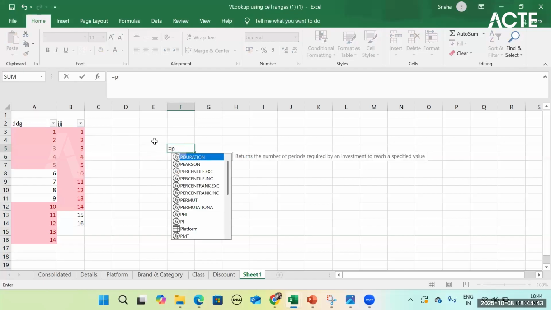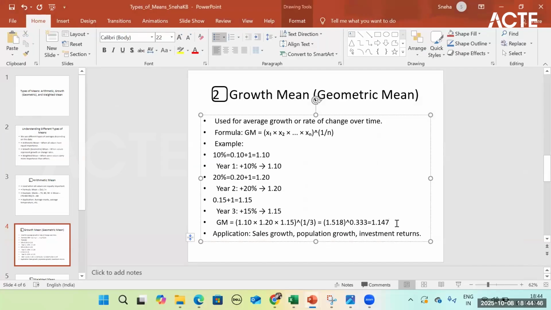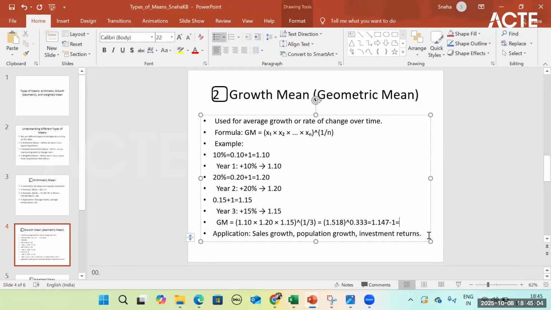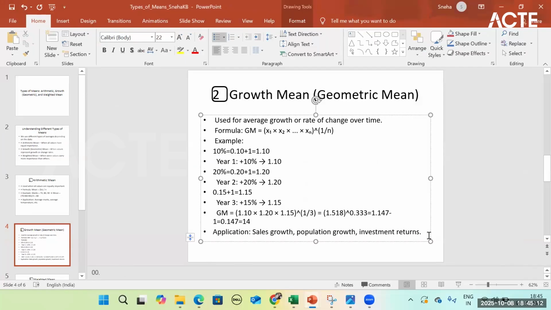Okay, so here you get 1.147, something like that. Because we have added 1 here, I will do minus 1. When I do minus 1, what is the value I have? 0.147. If I convert it into percentage, it is 14.7%, right? Yes, ma'am. So this is the geometrical mean.